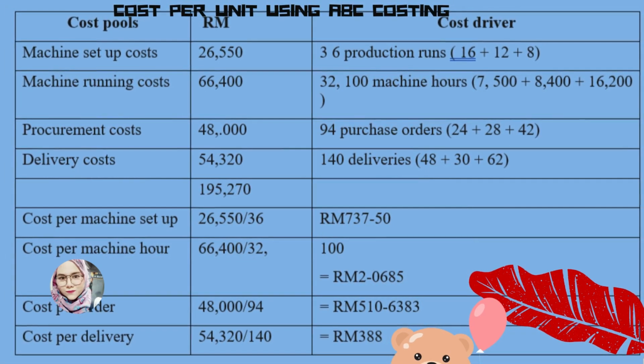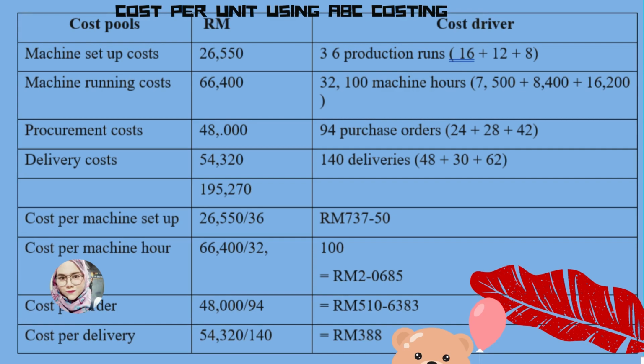Cost per which mention setup cost, we got 26,550. For cost driver, we got 36 production runs, which is 60 plus 12 plus 8. Machine running cost, we got 66,400. Cost driver 32,100 machine hours. So we got 7,500 plus 8,400 plus 16,200. Procurement cost, we got 48,000.